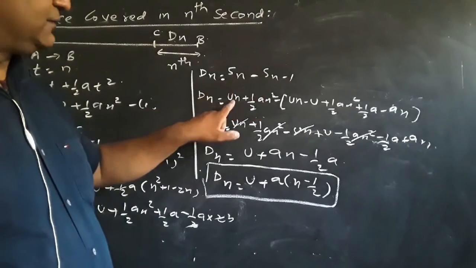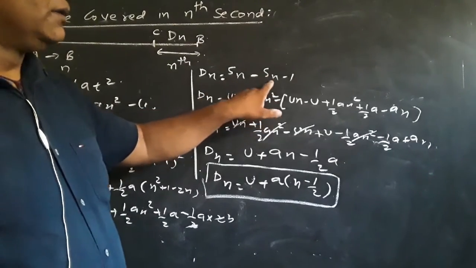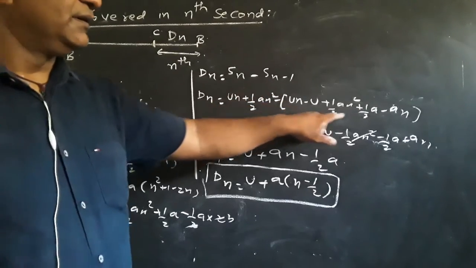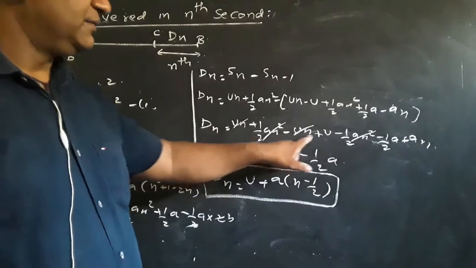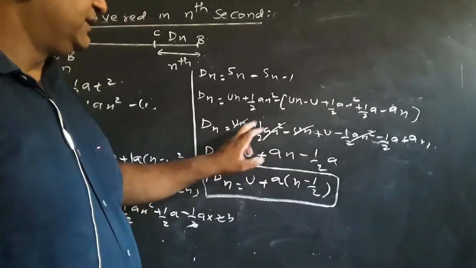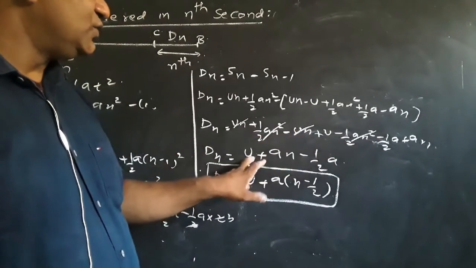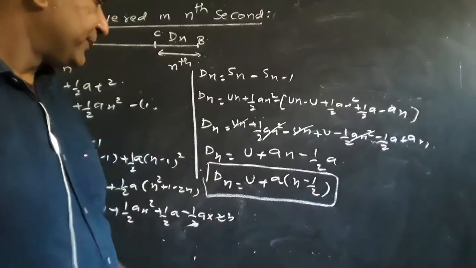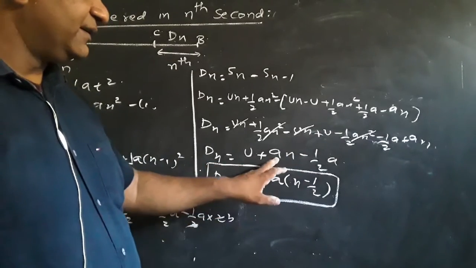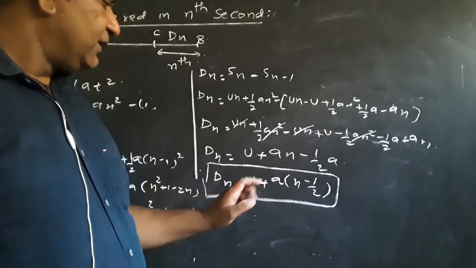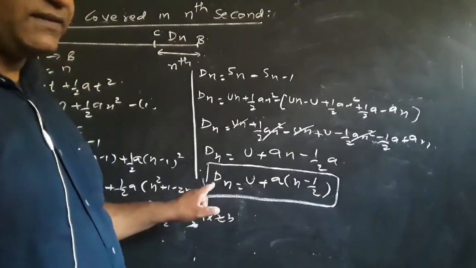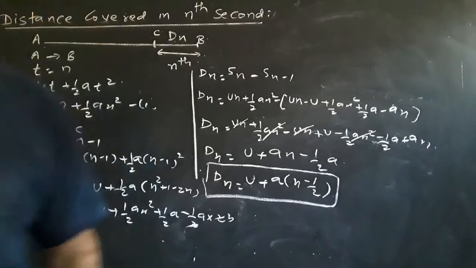Put the value of Sn, un plus half a n square, and put the value of S of n minus 1. Now the bracket is opened, so terms will be cancelled. We get u plus an minus half of a, so dn equals u plus, taking a common, u plus a into n minus 1 by 2. So this is the required equation for the distance covered in the nth second.